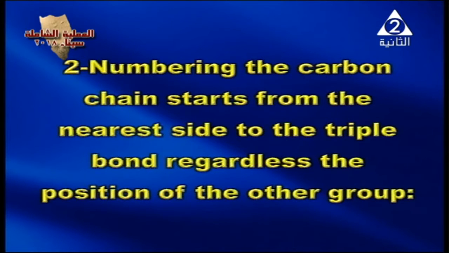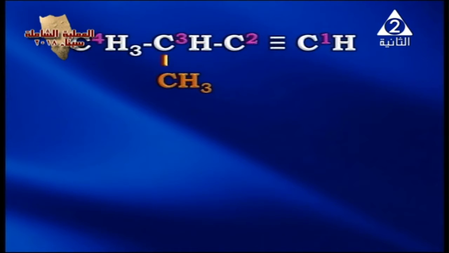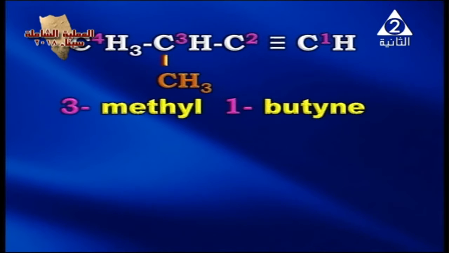The numbering of the carbon chain starts from the side nearest to the triple bond, regardless of the position of the other groups. As shown on the screen, in this compound we number the carbon atoms from the carbon nearest to the triple bond, and the triple bond is between carbon number 1 and number 2, and its name and position are according to the least number of carbon atoms, so it will be 3-methyl-1-butyne.